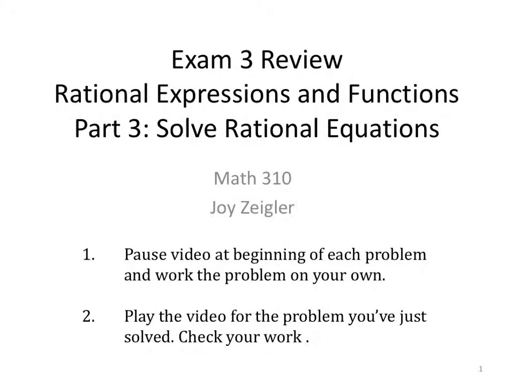Welcome back. In this part of the Exam 3 review, we are going to look at what happens when rational expressions show up in equations. And equations have equal signs, expressions do not. So when we have just expressions, we simplify. When we have equations, we simplify the expressions that might be on either side of the equal sign, and then we solve for the variables, find out what values of variables make the equations true.